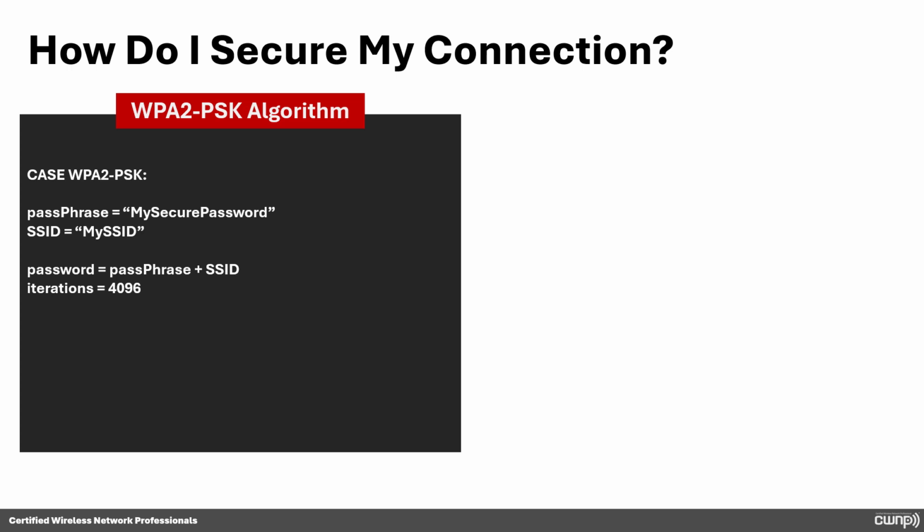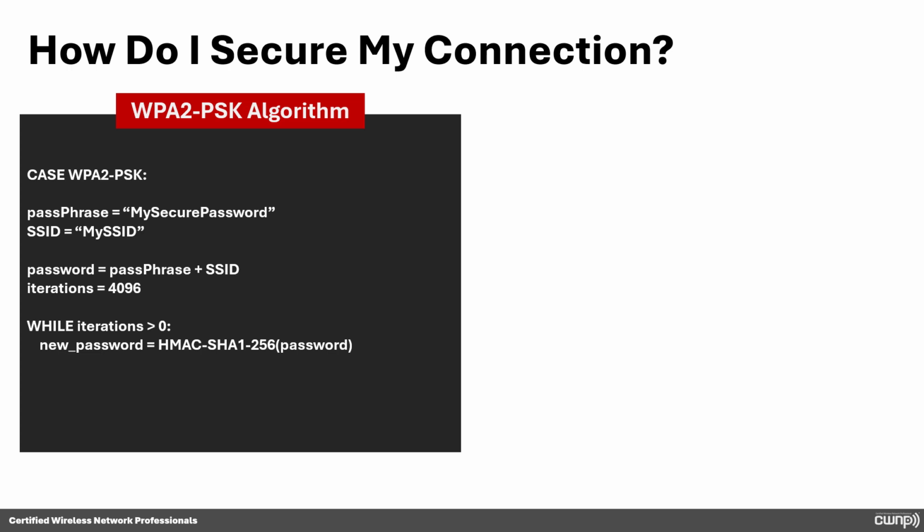Iterations of what? Our algorithm will tell us. So what we're going to do next is we're going to say while iterations is greater than 0. So as long as iterations is still above 0, anywhere between 1 and 4096, we're going to do some kind of a looping structure here. We're going to say new_password equals HMAC SHA-1 256 of the password.